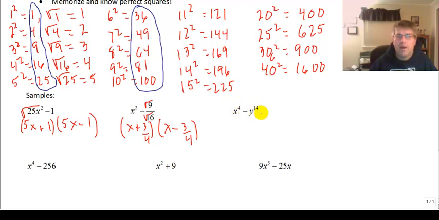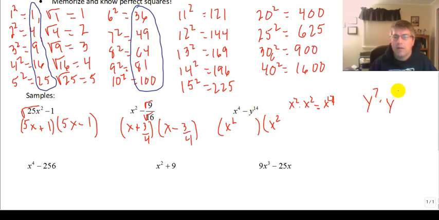x to the 4th minus y to the 14th. Well, 4 is a perfect square, and because this is an exponent, 14 is a perfect square, right? x squared times x squared is x to the 4th. So that's going to factor x squared and x squared. And believe it or not, y to the 14th is y to the 7th times y to the 7th. So we can do plus y to the 7th and minus y to the 7th.